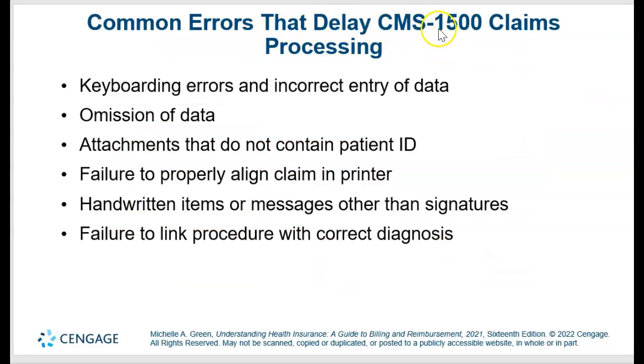Common errors that delay the CMS 1500 claims processing: keyboarding errors, incorrect entry of data. So again, people start typing out codes real fast. Omission of data, that means you don't have enough. Attachments that do not contain patient ID. Failure to properly align the claim in the printer. Handwritten items and messages other than signatures, and failure to link procedure with correct diagnosis.